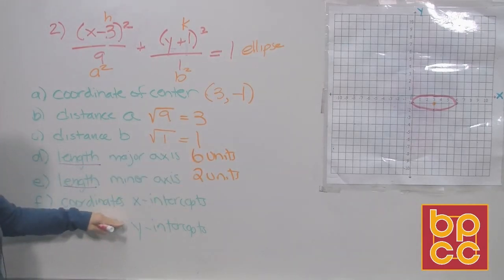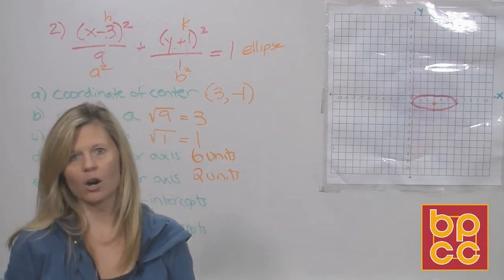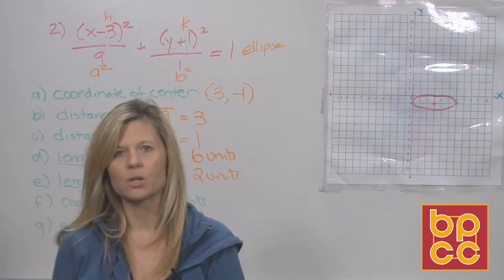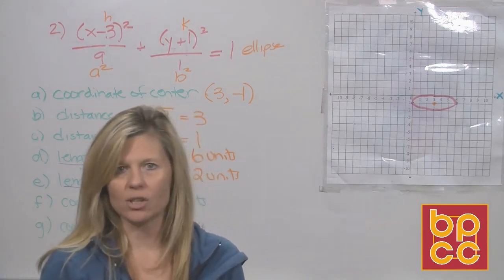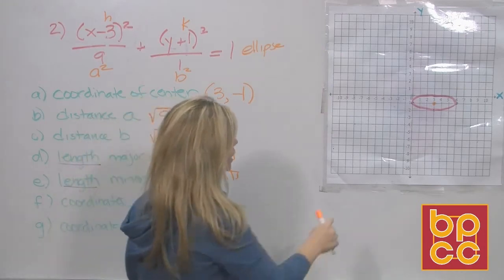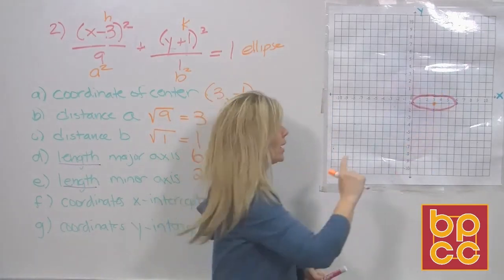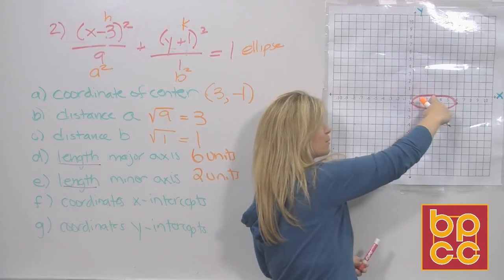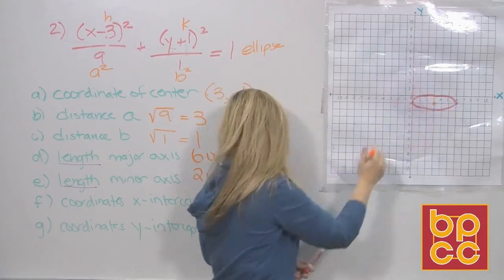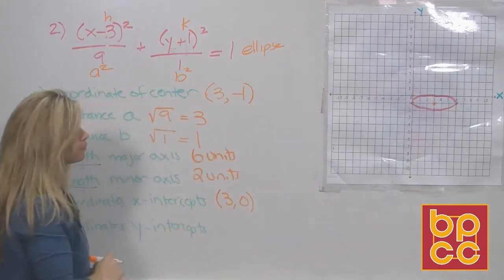Now the coordinates of the X-intercepts and the Y-intercepts. Don't assume with curves that you're always going to have 2 X-intercepts and 2 Y-intercepts. The word intercept means to touch. An X-intercept is where you touch the x-axis. Well, if you look at our ellipse today, it only touches the x-axis in one point. That's right there. This point is the X-intercept. What is it on the x-axis at? 3. So our X-intercept is 3, 0.